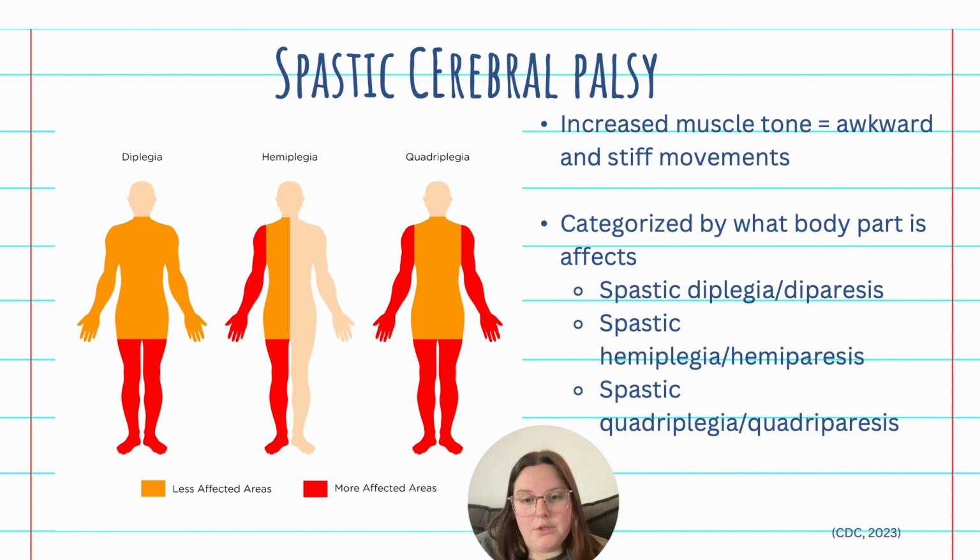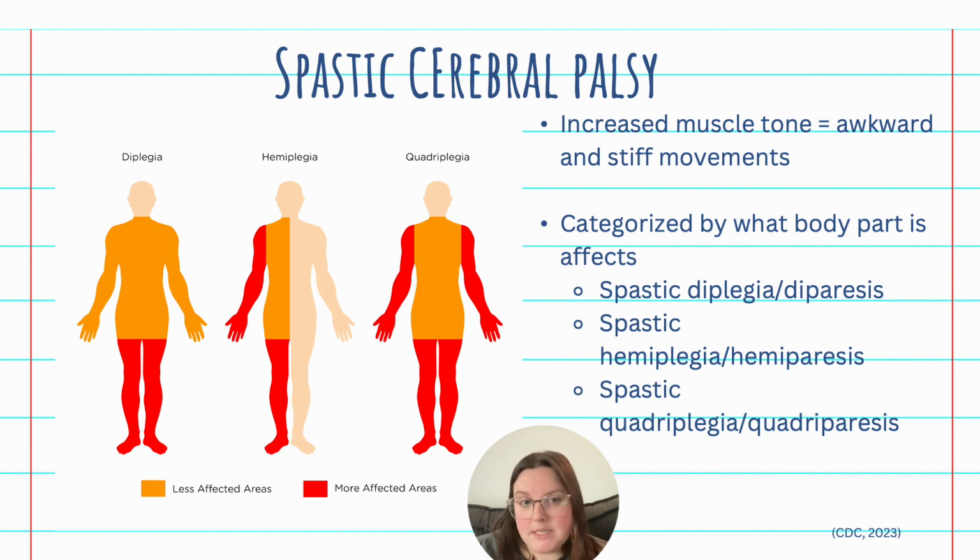Then if we move to spastic hemiplegia and hemiparesis, hemi meaning half, it only affects one side of the body. So it's typically an arm and a leg on the same side. As you can see in the middle diagram, the arm and the leg are affected and the torso is not really affected. And then lastly, spastic quadriplegia or quadriparesis is the most severe kind that affects all four limbs, the trunk and the face. The trunk's not as affected as all four limbs, but it's still affected in some way.